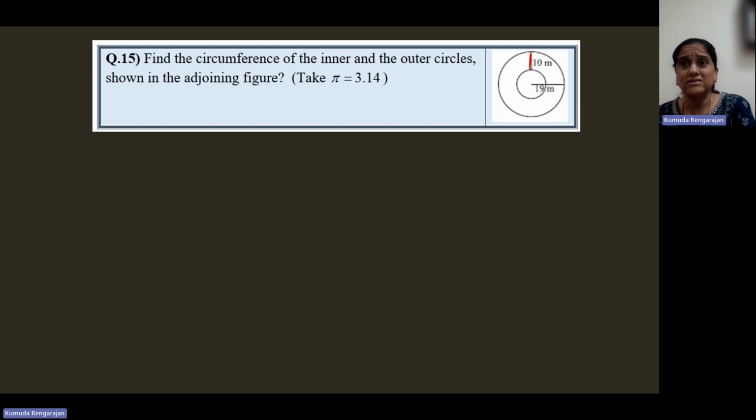So 10 is not radius. Where is the center? No center. So 10 is not radius. 10 is what then? It's the width or it's a distance between the two circles. It's the width of the path. This is called a ring or it's called a path. So that is 10 meters wide. There is a uniform width of 10 meters between the two circles.